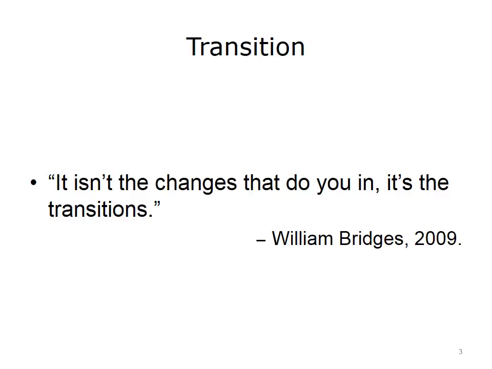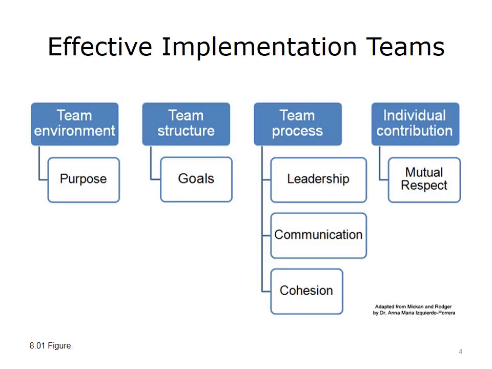When putting together an EHR implementation team, we need to ensure that the composition of the implementation team is reflective of the characteristics that will ensure both effective change and effective transition. Mickett and Roger described effective teams to include 4 major domains: team environment, team structure, team process, and individual contribution. They propose that only 6 team characteristics actually drive effectiveness.